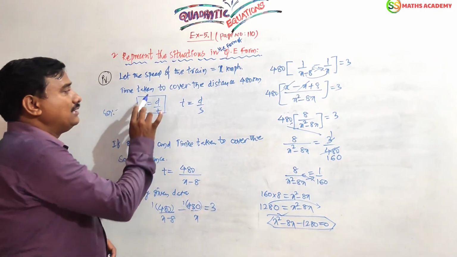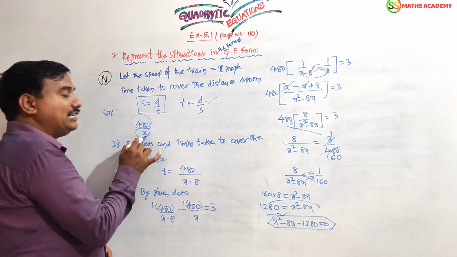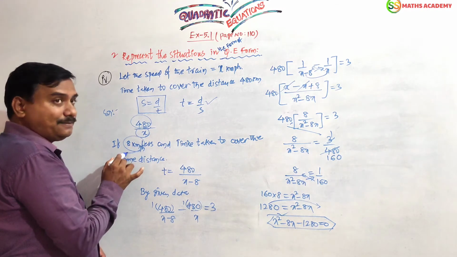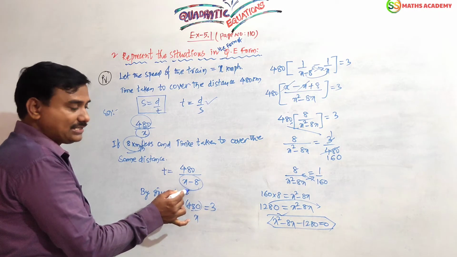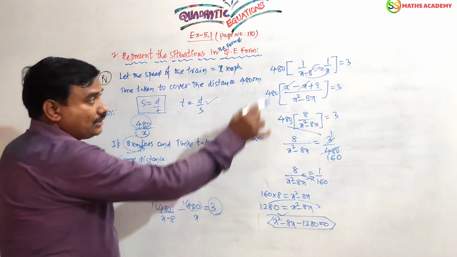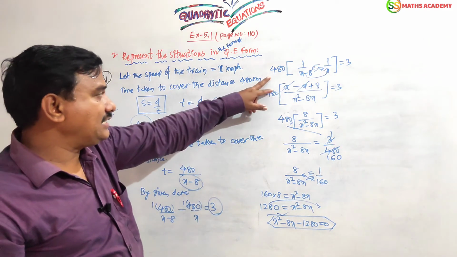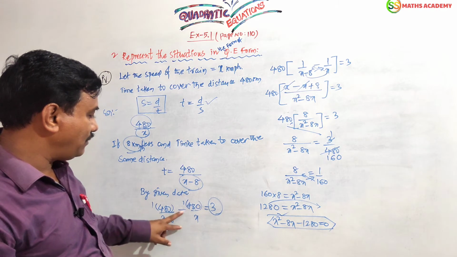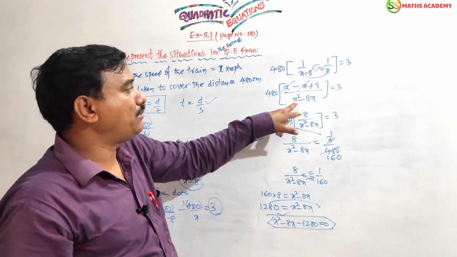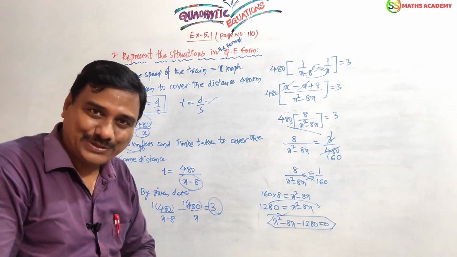What have I done? This formula I should apply here. The distance will be the same, the speed is decreased, and decrease means minus, same distance. The difference of these two is 3 hours of time. So you can do the calculation. Here 480 will be common, you can take it out. The inside value is 1 by x minus 8 minus 1 by x. Do the cross multiplication. By simplification we get this quadratic equation.